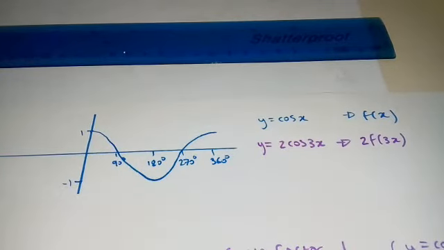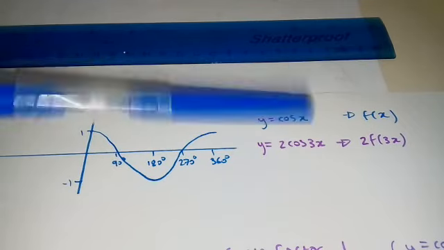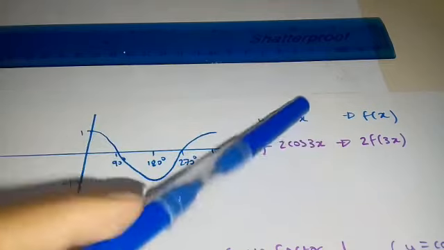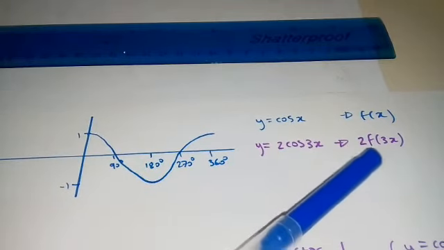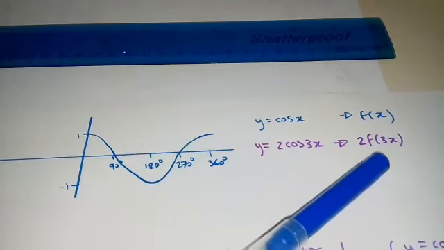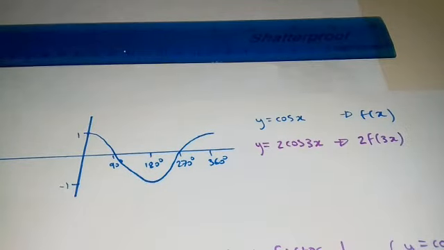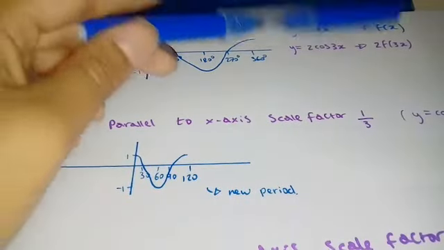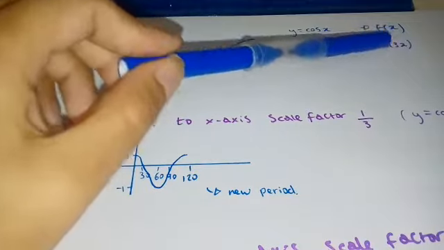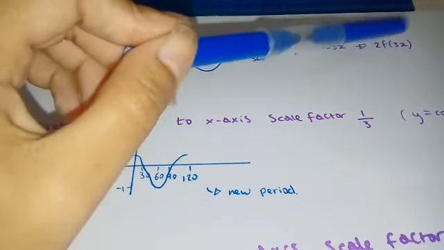Another example, here is the graph of the cos function. Let's say we want to apply a stretch parallel to the y-axis and a stretch parallel to the x-axis. How do we approach this? First, we must apply the function inside the brackets. So it says f of 3x.